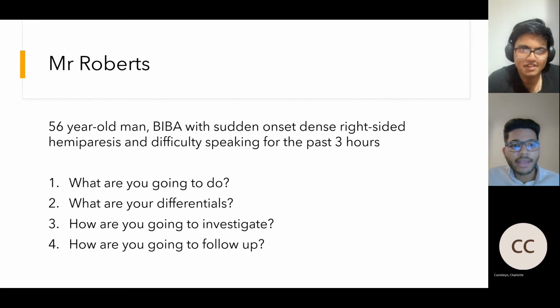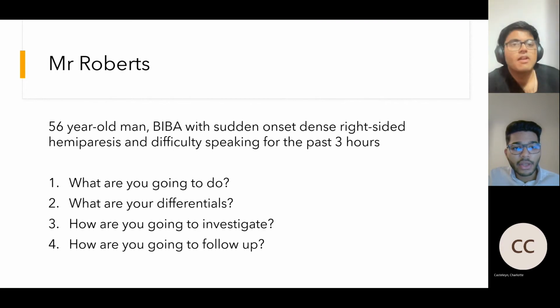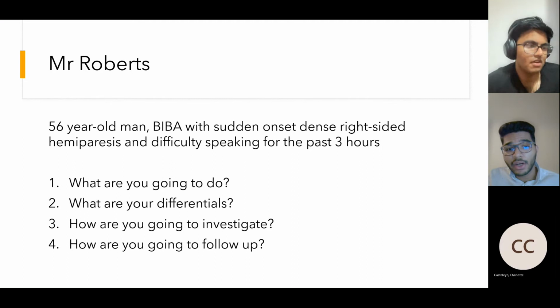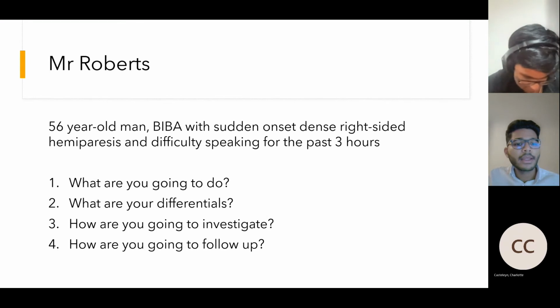So we start off with this case. Mr. Roberts is a 56-year-old man who's brought in by ambulance with a sudden onset, dense, right-sided hemiparesis and difficulty speaking. By the end of this presentation, what I want you to be able to do is answer these 4 questions. What are you going to do with this guy? What are your differentials? How are you going to prove or disprove each one? And how are you going to follow him up? But the question I want you to think about first is number 2.